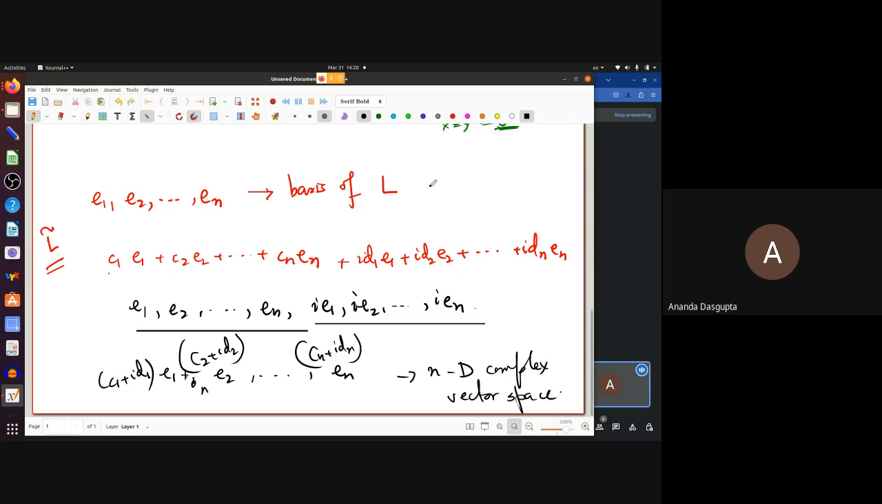So just to specify this again, if you start with an n-dimensional real vector space and complexify that, you actually can think of the result as a 2n-dimensional real vector space or as an n-dimensional complex vector space. We will use the latter because we are thinking of this as a complex vector space. Clear?